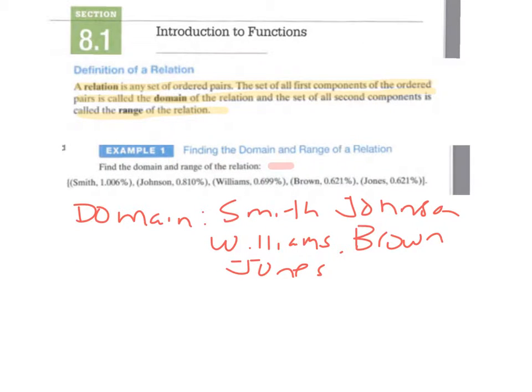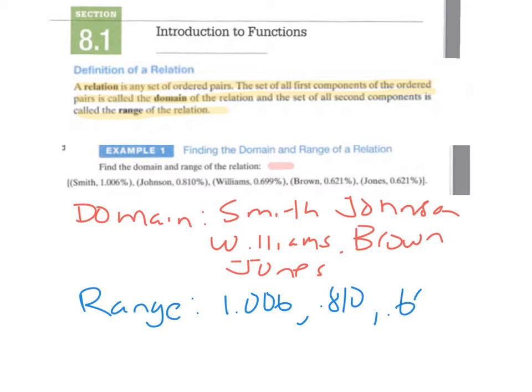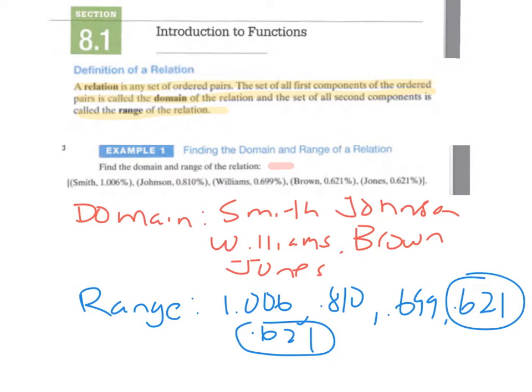So the next thing is the range. Range happens to be the second component. In this case, it's the percentage. So we have 1.006. We have 0.810, 0.699, and 0.621, and then we have 0.621. Now the problem with our range is that we have two numbers that are identical. So what we want to do is only have one of them. So our range doesn't include this last 0.621 because we already have 0.621 as part of our answer.